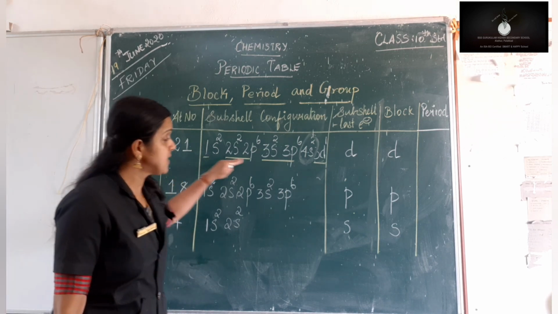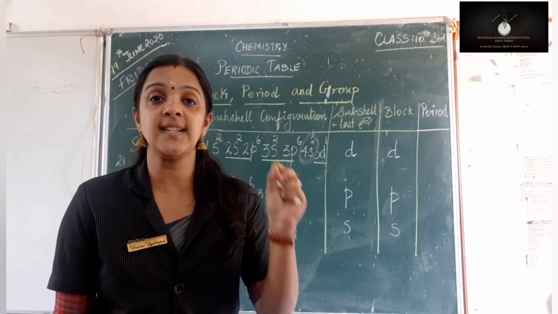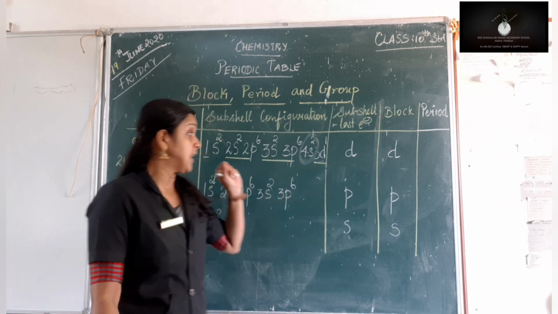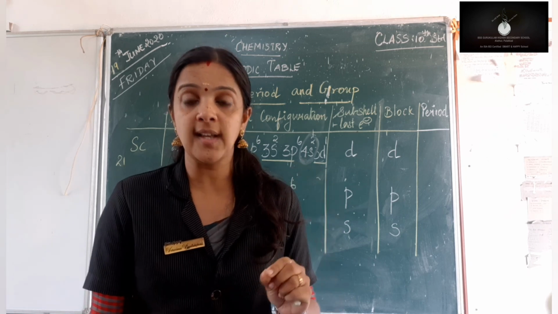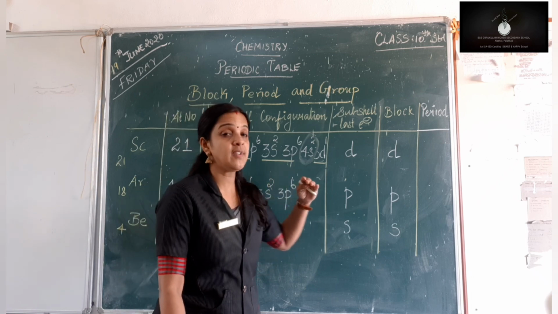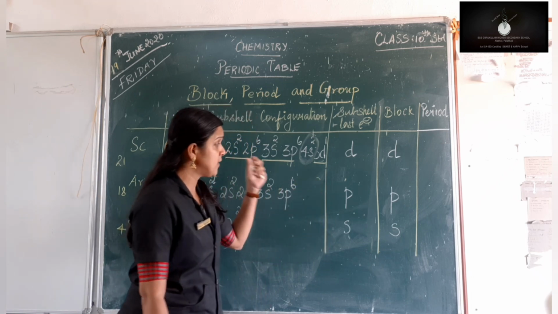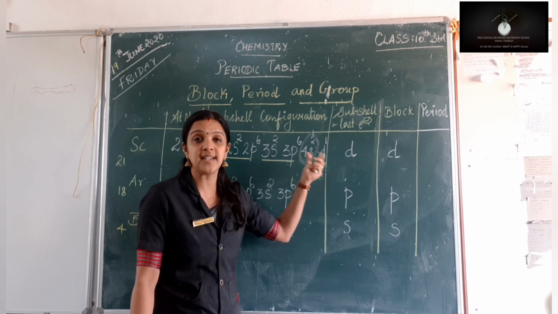Right? Now once you have written the subshell configuration, find out the highest shell number. You must be very careful when you are writing a D block element. As I have been reminding you before, when we write a D block element, we write 4s first and then 3d.